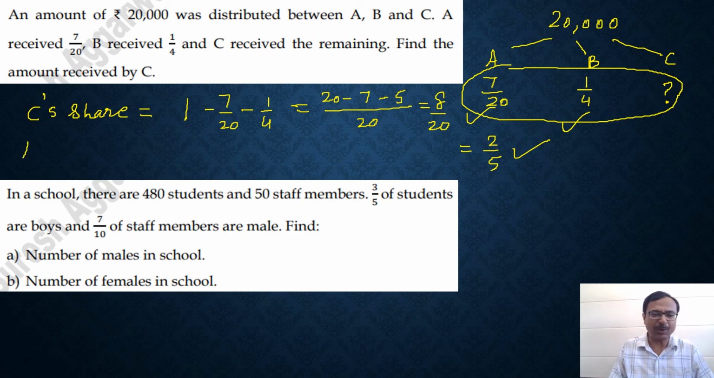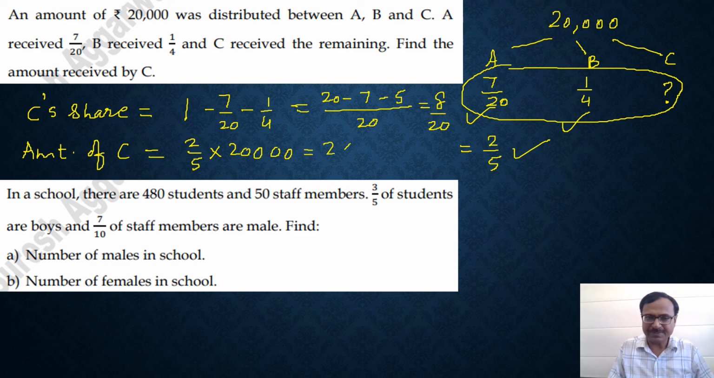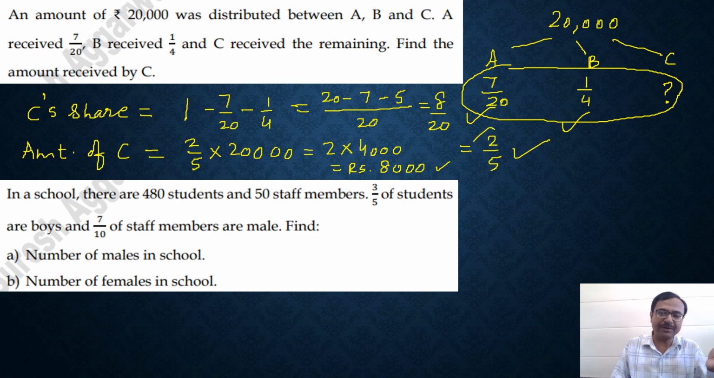So what is his amount received? The amount received by C will be 2/5 of 20,000 rupees, which is very easy now. 2 times 4,000, and that's rupees 8,000. So the amount received by C is rupees 8,000. So very important things to note there. Whenever you have to find the fraction of the part received by one of the persons, then do 1 minus the fractions received by the other persons. And then whatever fraction you get, that fraction of the total amount will give you his share.